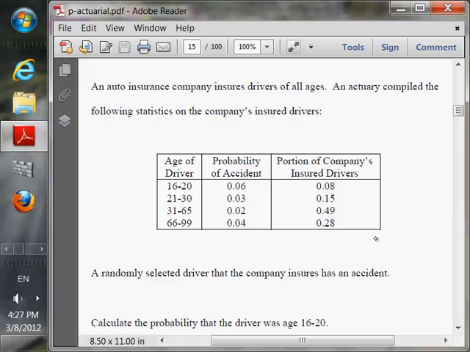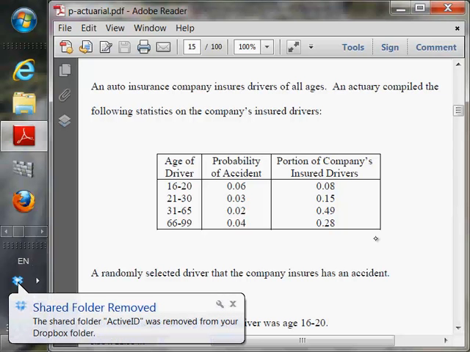Okay? Now, what does this second column do? Let's see, what does this second column give? Having an accident if you are that age. Probability of having an accident if you are of that age, correct?